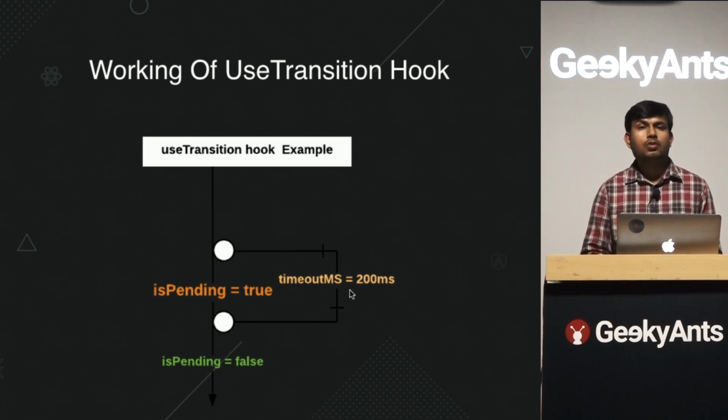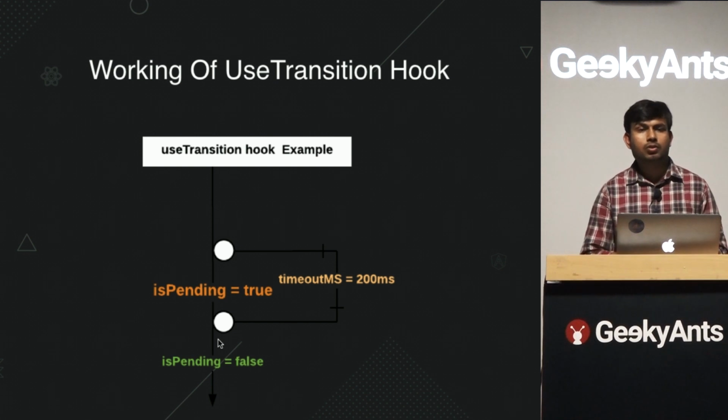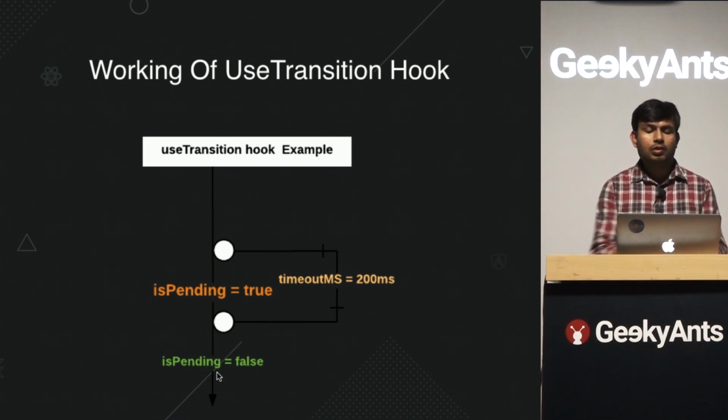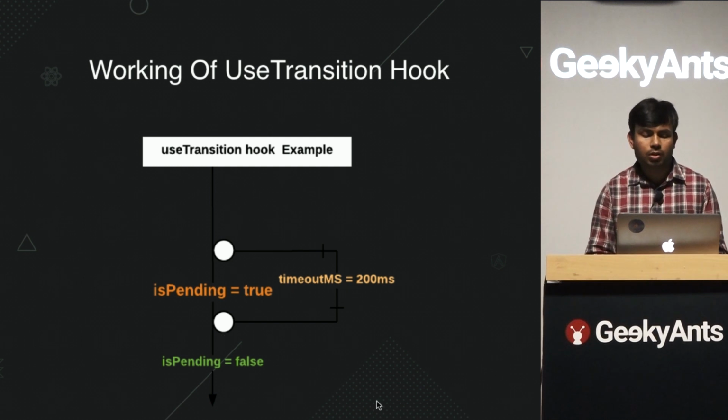So it will wait for around 200 milliseconds on the previous screen, and till that time the isPending variable gets true, and as soon as the timeout is reached, we will merge both the branches together, and the value of isPending becomes false. So here actually we will see the next screen with some data loaded, and we can avoid the loaders. Let's see the code.